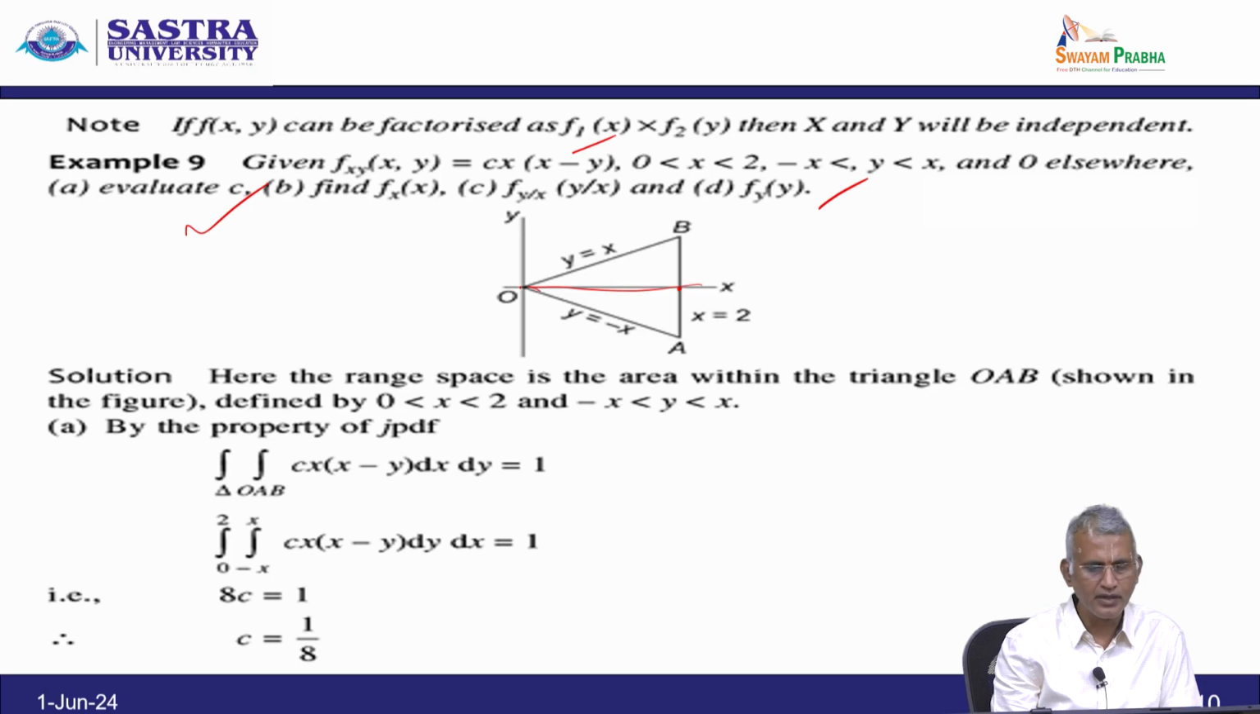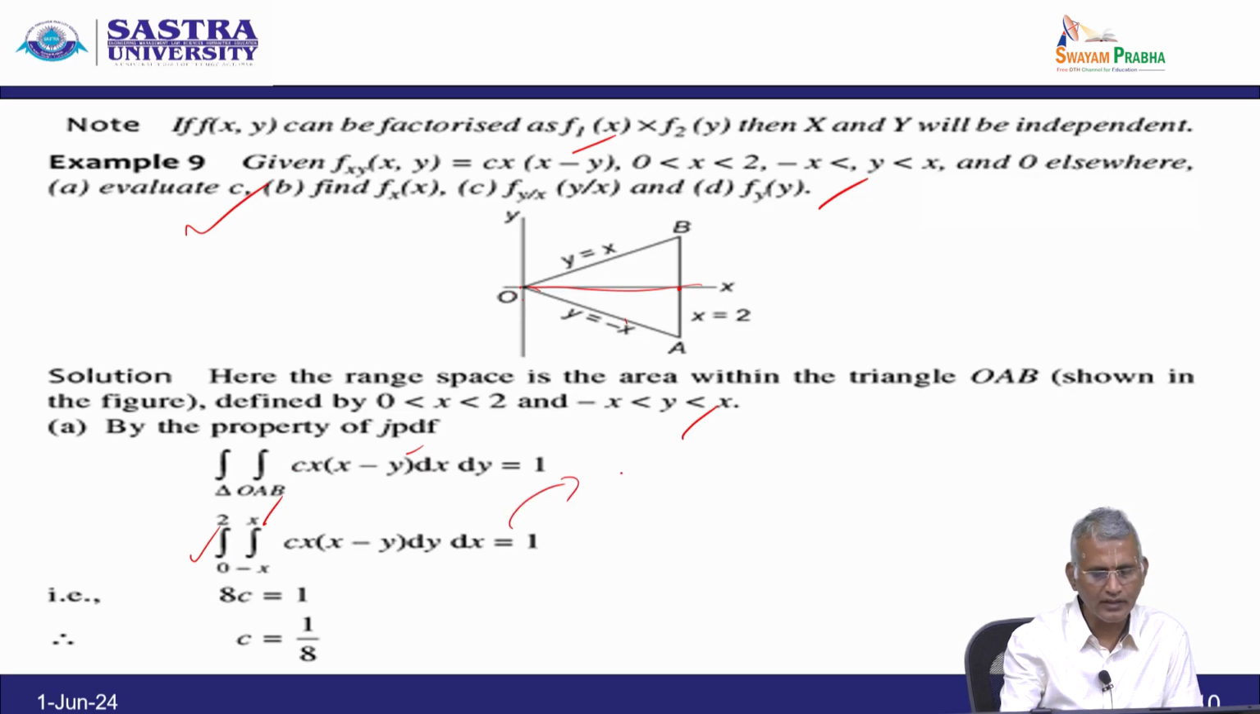Now, the bivariate variable is given. Start to evaluate the function. Here the range space is the area within the triangle OAB. As per the figure, x varies from 0 to 2 and y varies from minus x to x, so the double integral of cx(x minus y) dx dy equals 1. For the range of the triangle OAB, x is independent, therefore 0 to 2, and y varies from minus x to x.